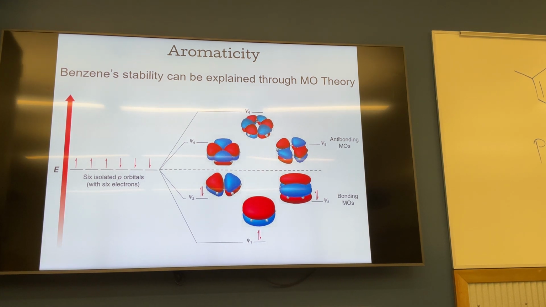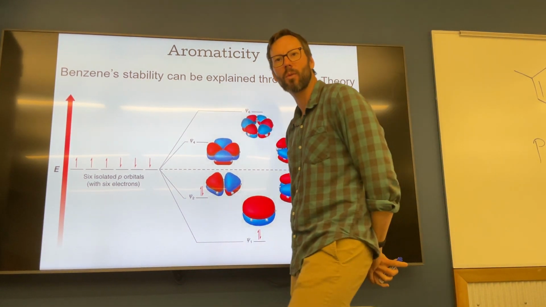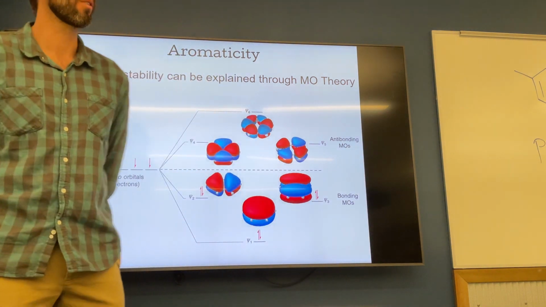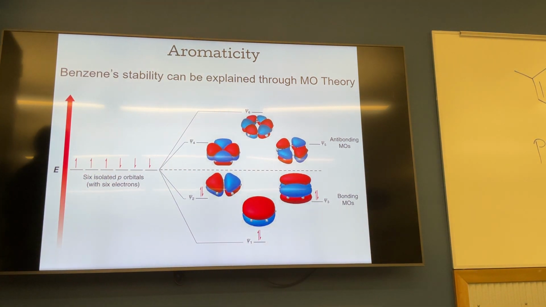You guys learned about molecular orbital theory. Was that back in OChem 1, or was that last quarter? We were talking about it last quarter, the HOMO LUMO. So why is benzene so stable? There are 6 isolated p orbitals.